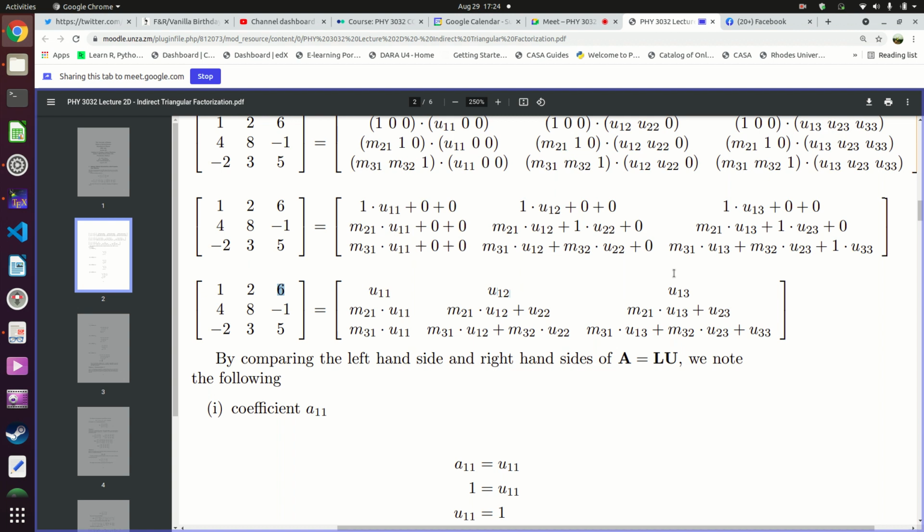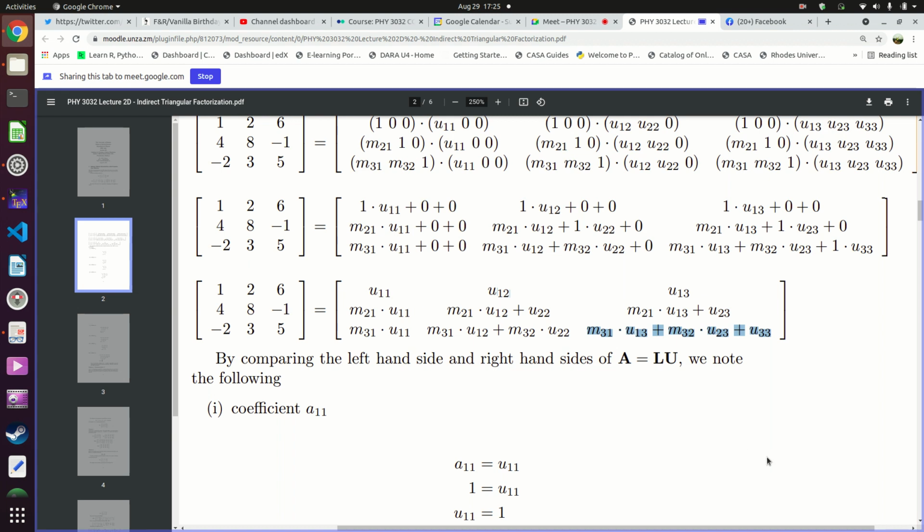This value here should be equal to this. This value here should be equal to this expression here. This value here should be equal to this expression here. This value here should be equal to this expression here. Then this value here should be equal to this expression here. Then this value here should be equal to this expression here. Then this one should be equal to what you have here.